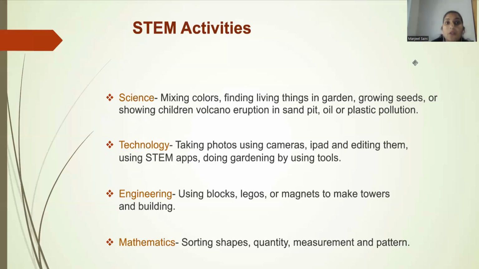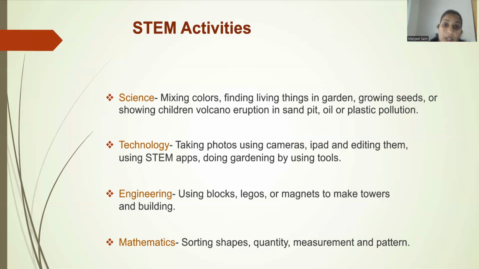There are various kinds of STEM activities which I categorized according to the disciplines. First of all, science activities like mixing colors, finding living things in the garden, growing seeds, or showing children a volcano eruption in a sandpit, and telling children about oil and plastic pollution. These activities link with science.